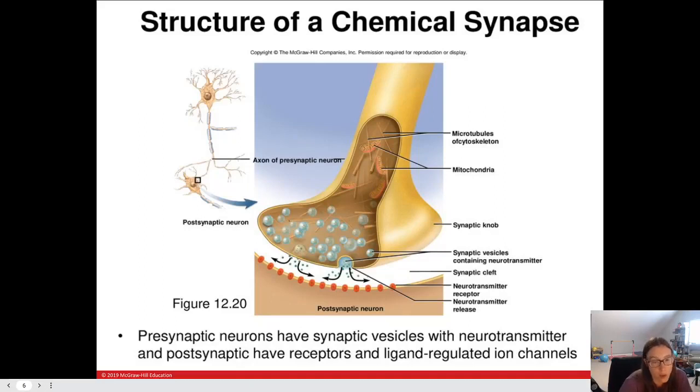This is not from your book, but it's another picture of a chemical synapse. We have the presynaptic neuron right here. This is the axon, the synaptic knob of the presynaptic neuron. It has these nice little synaptic vesicles, and they're releasing neurotransmitter into the cleft. These are going to be the receptors on the other side, on the postsynaptic neuron. Then these receptors will cause a change to happen, which will eventually cause some sort of graded potential or some sort of effect in that postsynaptic neuron.